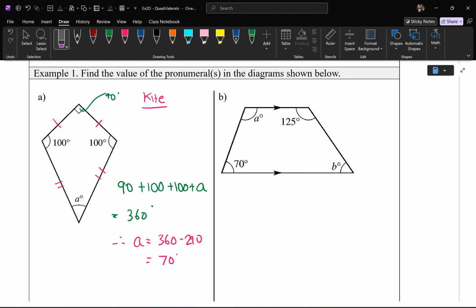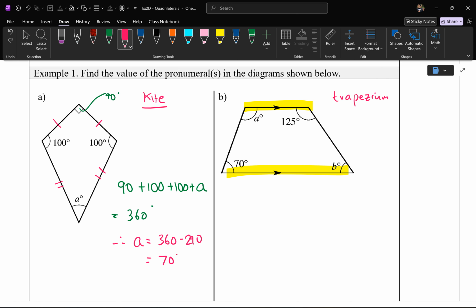So trapezium, what is the reasoning? How did Elijah know it's a trapezium? Aaron? Beautiful. When you only have one pair of parallel lines, that's how you know it's definitely a trapezium. So start off by asking, how many parallel lines do you see? Okay, so in this case, yes, it is a trapezium.